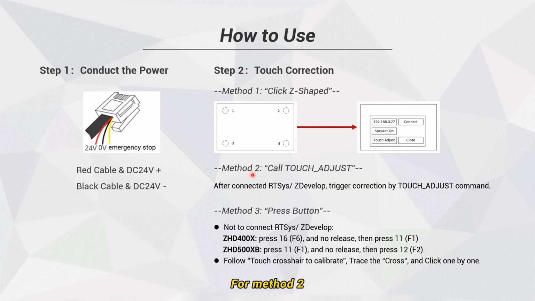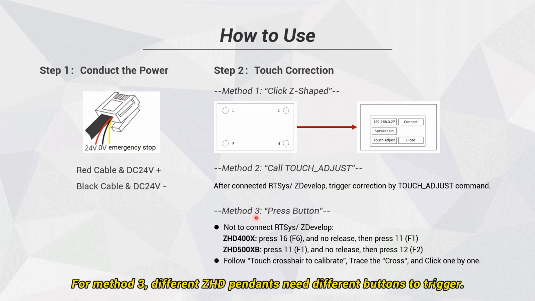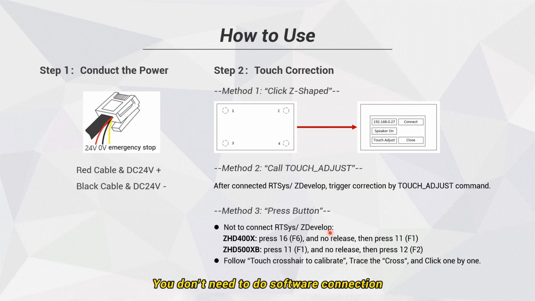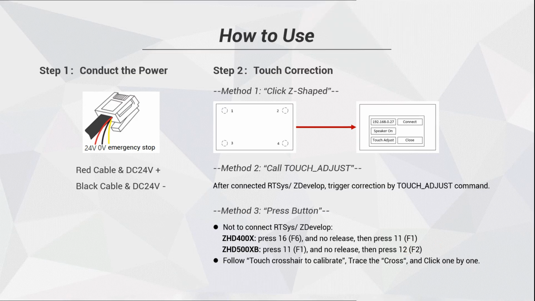For method 2, you need to connect to the software at first. Then send the command to trigger it. For method 3, different ZHD pendants need different buttons to trigger. You don't need to do software connection. Just press the button. Follow this. Then do according to the screen guidance.